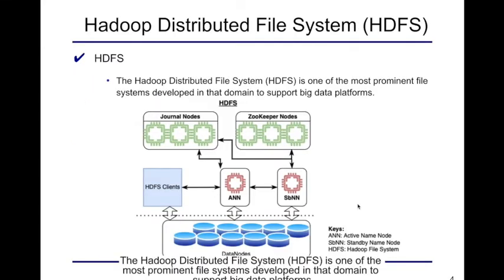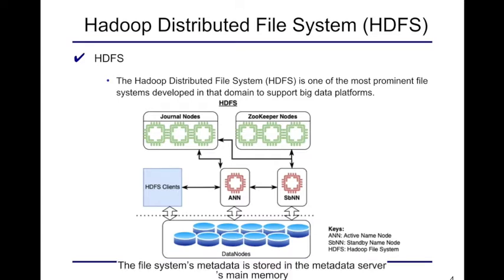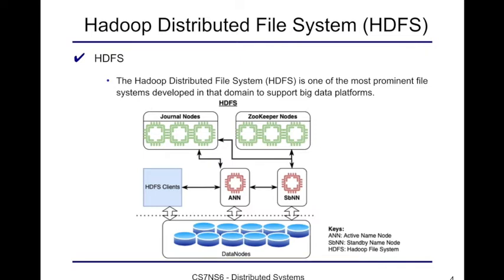The Hadoop Distributed File System (HDFS) is one of the most prominent file systems developed in their domain to support big data platforms. HDFS mainly consists of a metadata server called NameNode and a set of data servers called data nodes. The file system's metadata is stored in the metadata server's main memory, while the actual file's data is split into blocks that are replicated across the data nodes.